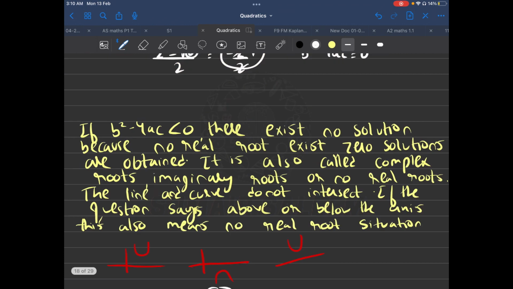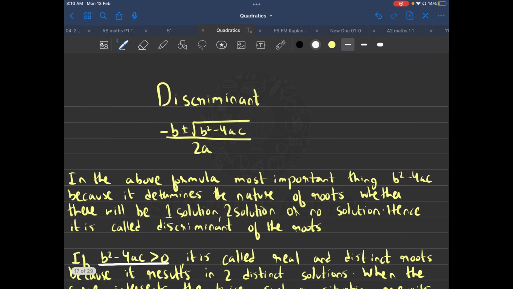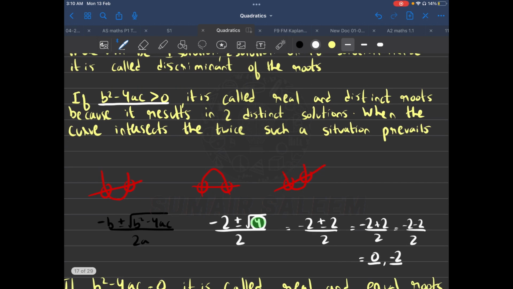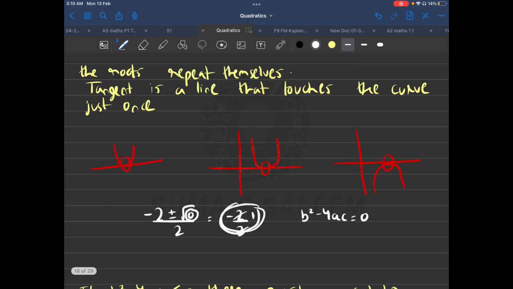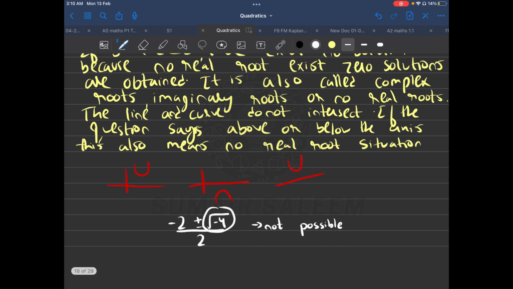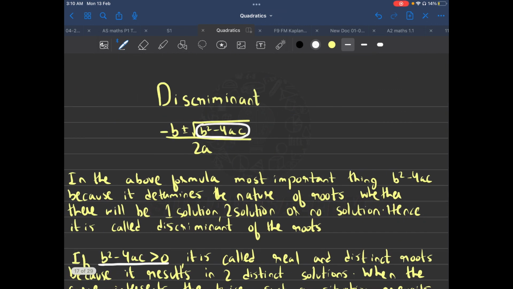So in short, what did we learn? The b square minus 4ac of this formula, that's the discriminant. It decides whether the quadratic equation will have two solutions, one solution, or zero. And how does it decide? If it's greater than zero, I just proved it. How many solutions are you getting? Two. If it's equal to zero, how many solutions am I getting? One. And if it's less than zero, I'm not getting any solution, right?